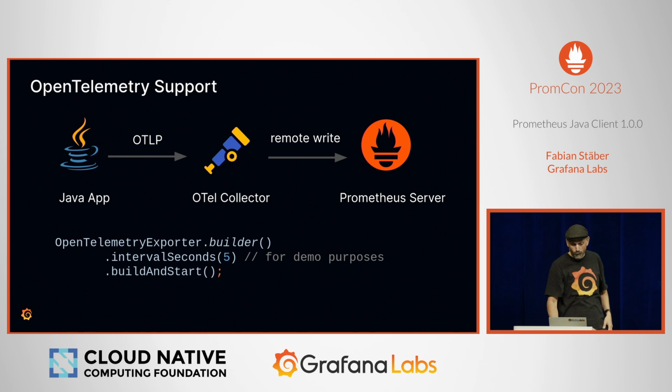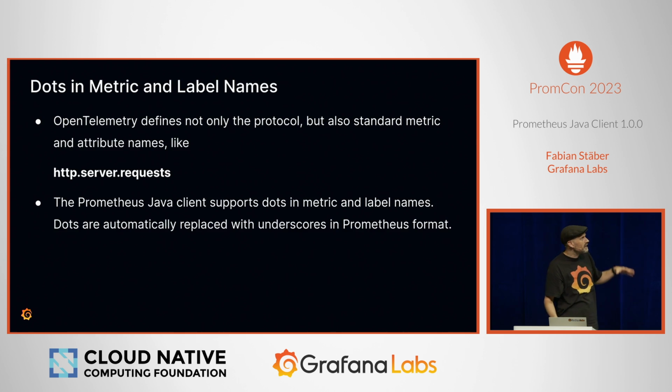And one thing that's more in OpenTelemetry is that OpenTelemetry defines not only the protocol and the protobuf and how to push metrics. OpenTelemetry also defines standard metric names and label names. This is called semantic conventions in OpenTelemetry. For example, OpenTelemetry says, if you monitor an HTTP service, then you must always have a histogram named HTTP server requests, right? And the idea is basically that if everyone uses these standard names, you can have standard dashboards based on these names and so forth.